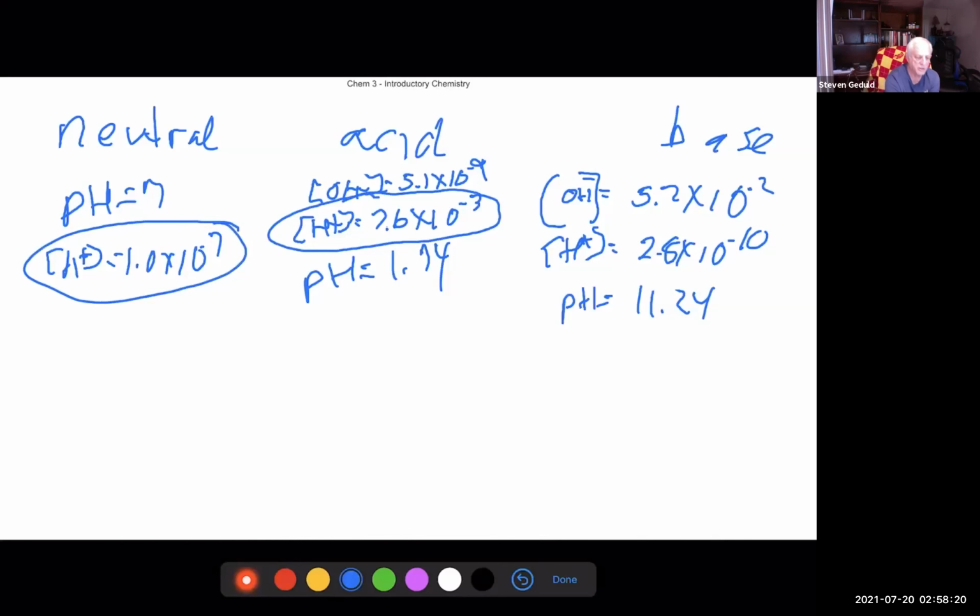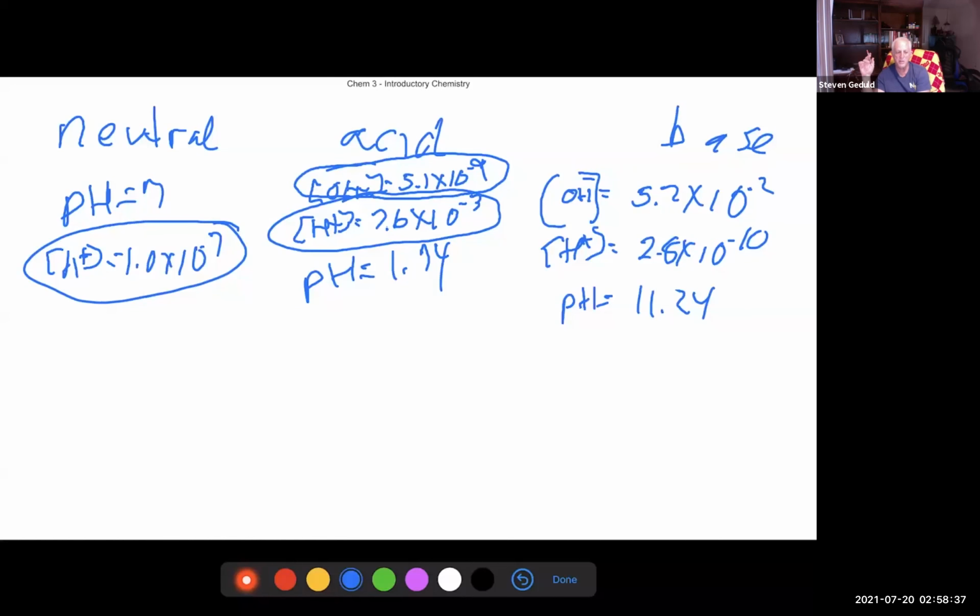The OH concentration is less than 10 to the negative 7. That means the H plus is greater than 10 to the negative 7, which means it's acid. Remember, H plus times OH is always going to equal 10 to the minus 14. So if the OH concentration is low, it means the H plus is greater than 10 to the negative 7, which is acid.